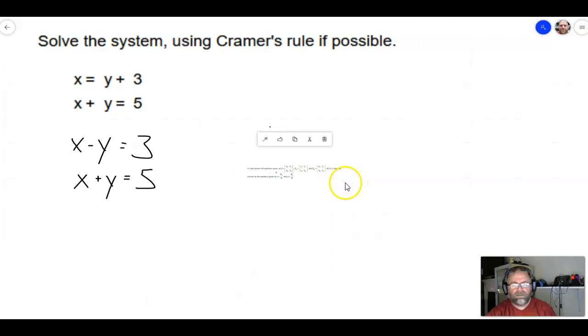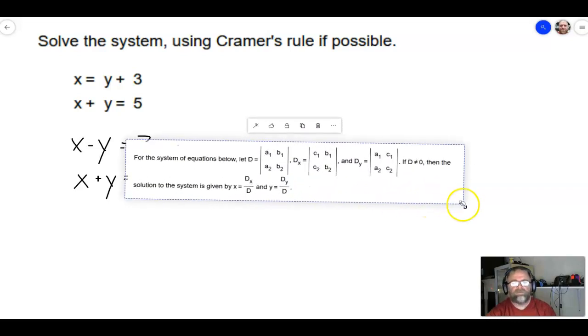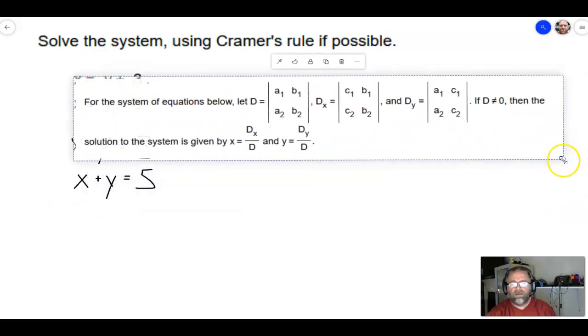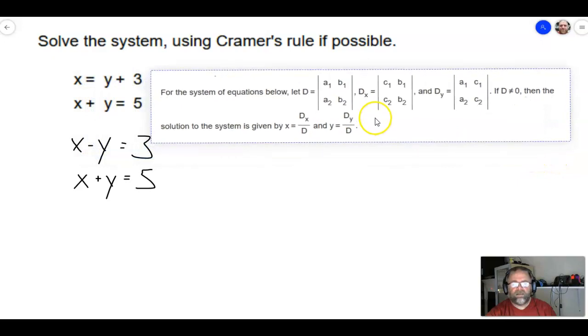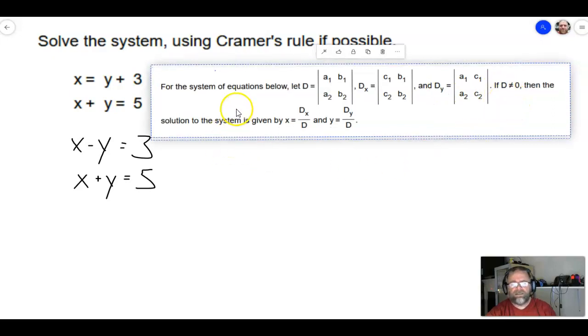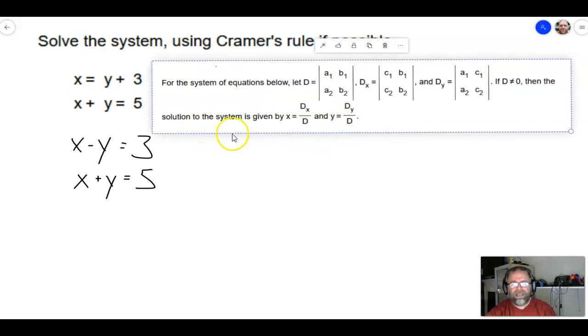So first of all, I want to copy in the formula for Cramer's rule here. There we go. So here is the formula. And what it's basically saying is that for the system of equations, we're going to use the determinant of D. We're going to find the determinant with little subscript x there and determinant subscript y there. And if D is equal to 0, then we can't find the solution. And that's basically the determinant of our main matrix.